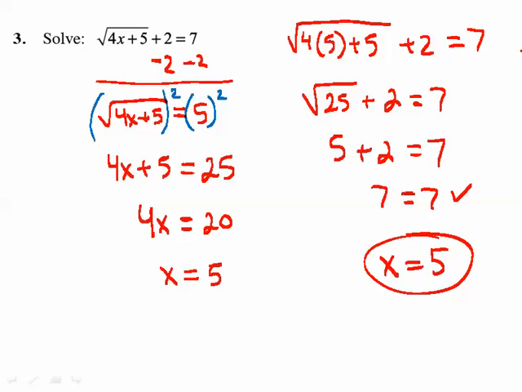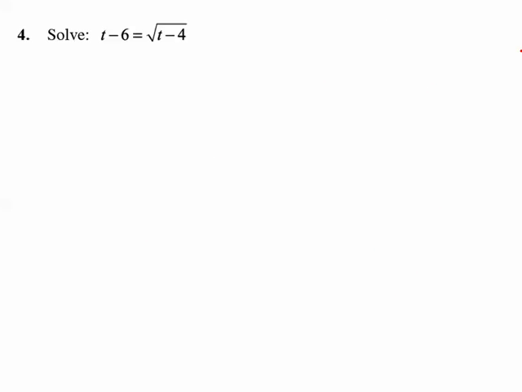Cool. Alright, let's go for it. Next one. Ooh, now the trouble begins. Notice you got a t that's inside the radical on one side. Then you got a t all by itself on the outside. Again, the whole process is still the same though. So do you have a radical all by itself on one side? Yep, so let's square both sides.